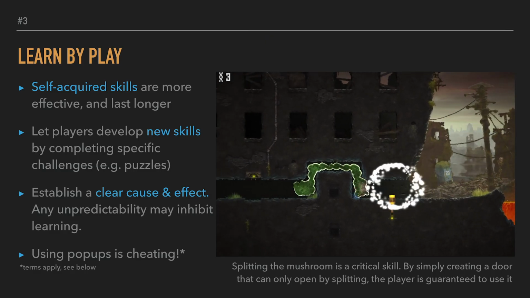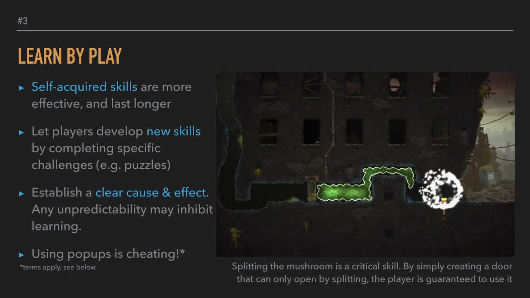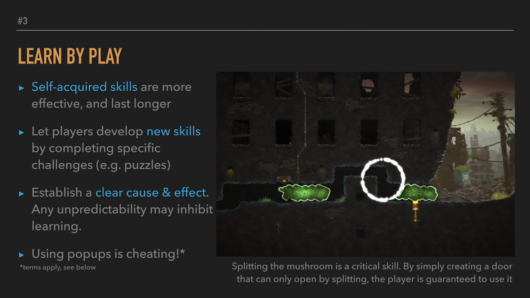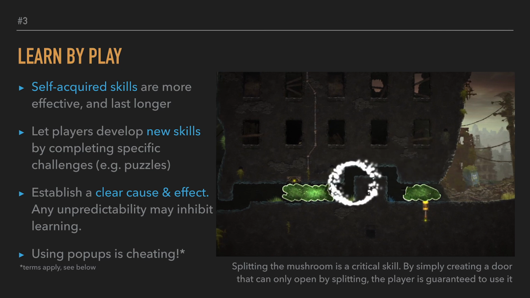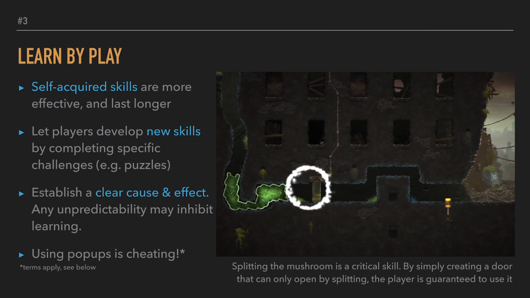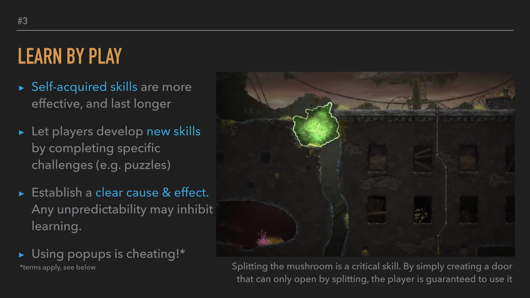After some debate, I figured out that I need to make a very simple, risk-free puzzle that you can only accomplish by splitting. In fact, you might even do the splitting by mistake, but as soon as you do, there is a very clear cause and effect. You press the button, you make it across the gap. You press the button, the door opens, I got it. The learning happens. And I also always think that using pop-ups is cheating, of course, terms apply.